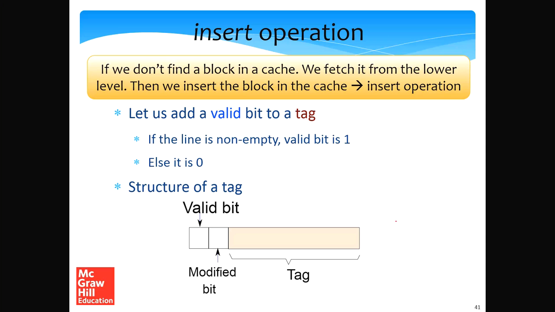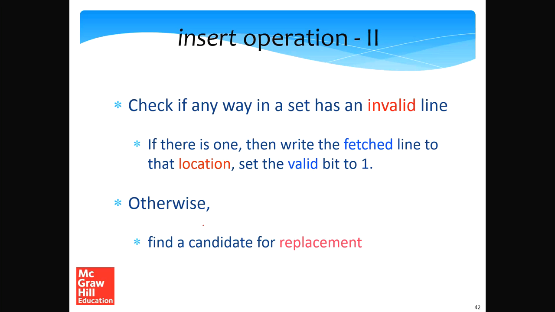So what is the structure of a tag in a tag array now? We have the tag part of the address. We have a modified bit and a valid bit. So when we are inserting a line, let's say it's coming from the lower level, we check if any way in a set has an invalid line, which means its valid bit is 0. The line is empty, the entry is empty basically. If there is one, then we write the fetched line to that location and set the valid bit to 1.